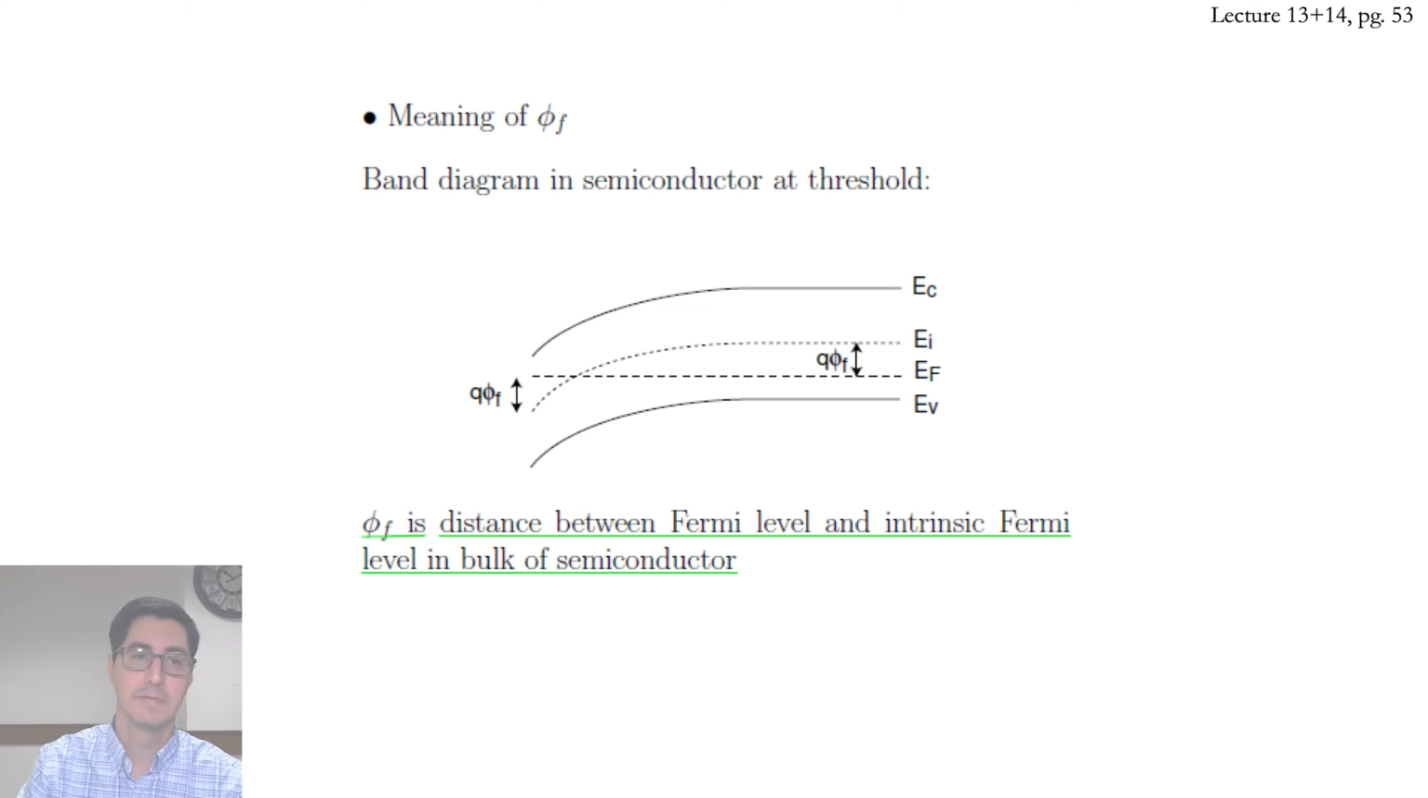And so here's the meaning of phi f that we discussed previously, and it's the distance between the Fermi level and the intrinsic level in the bulk of the semiconductor. And all this is saying, once again, is that for you to have the same electron concentration at the surface as in the bulk, you have to have that much band bending. How much band bending do you have to have? Well, you can see pictorially the total amount of potential drop across the semiconductor has to be 2 phi f. The total energy drop has to be 2q phi f.